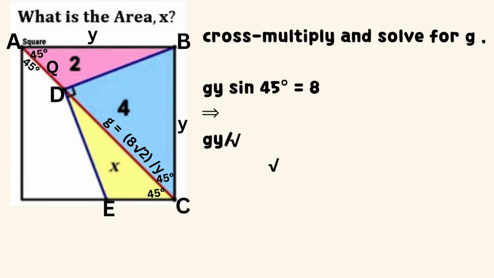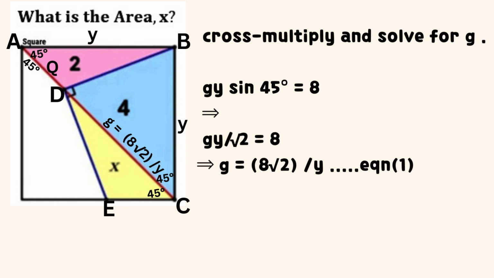Cross-multiply and solve for G. We have that the product of G and Y times sine 45 degrees equals 8. Simplify and we have that G equals the product of 8 and the square root of 2, all divided by Y. We call it equation 1.